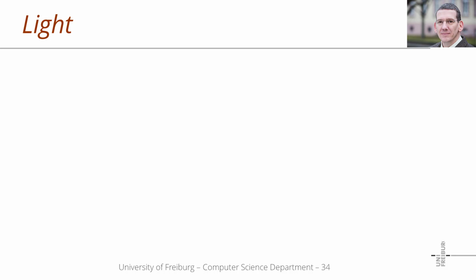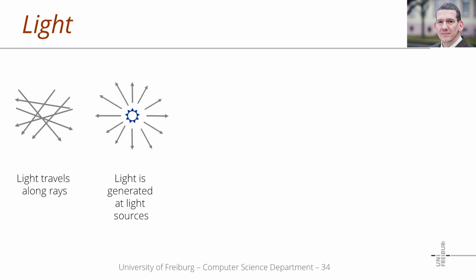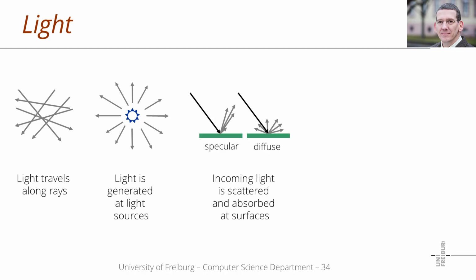This slide illustrates these aspects. First of all, light moves along straight lines. At any point in space, there's light that moves in any direction. Light is generated at light sources, as indicated here in this illustration. Then light interacts at surfaces. Here we have two surfaces where the black arrow indicates some incoming light, while the gray arrows indicate reflected light.